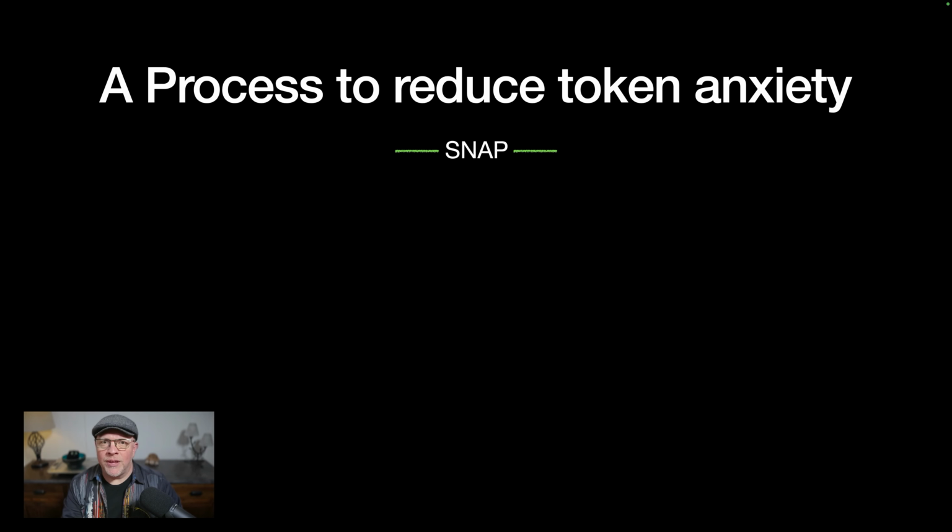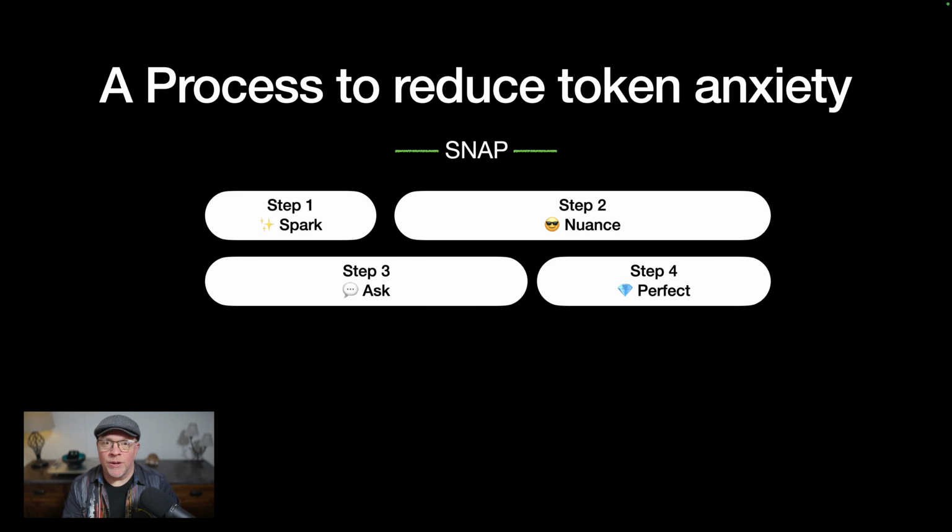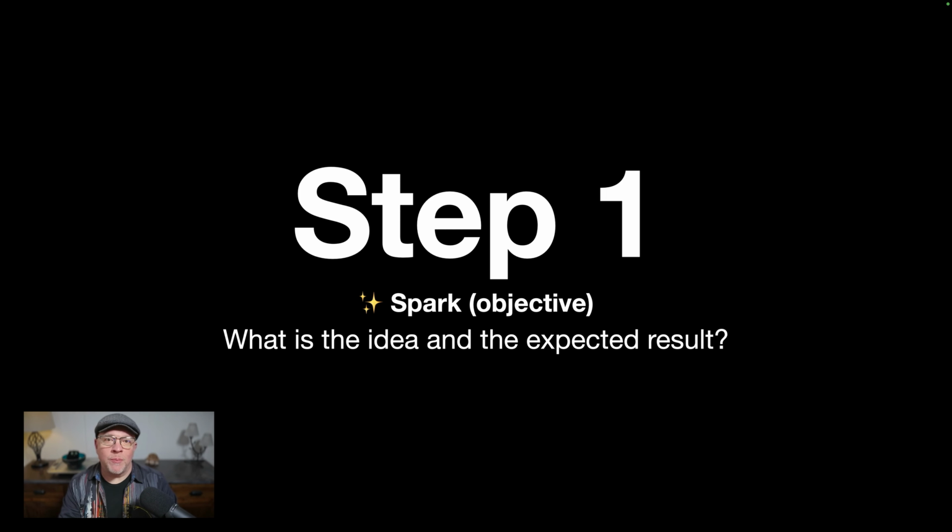I call this process SNAP. SNAP stands for Spark, Nuance, Ask, and Perfect. I'm going to walk you through each one of these with both a template for you to use and a real-world example that we're going to use later in this video. So let's start with step one, which is spark. This is a spark of an idea, and we're going to refine that a little bit by using an objective template. So let's take a look at that right now.